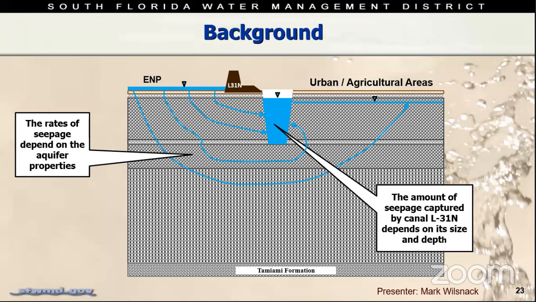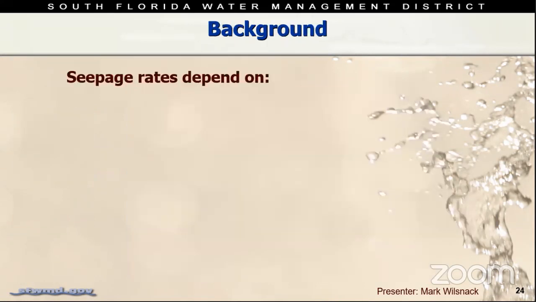And also the size and the depth of the Borrow Canal, along with how it fits into the stratigraphic scheme of the groundwater flow system, that's also an important factor that dictates how much seepage not only comes from the park, but how much is intercepted by the canal and how much continues east. Those are all factors we want to understand better before designing a curtain wall. Next slide, please.